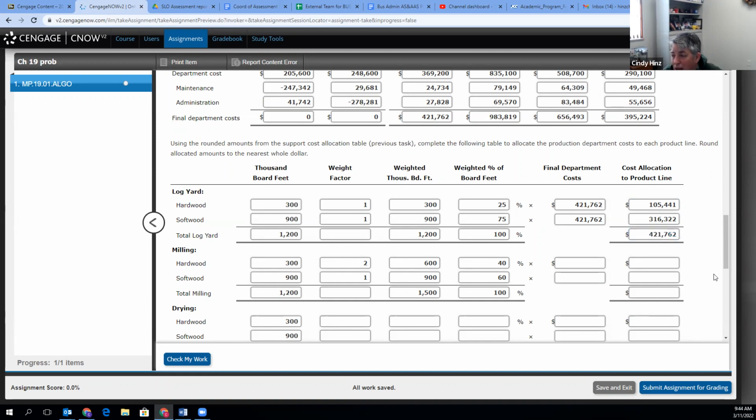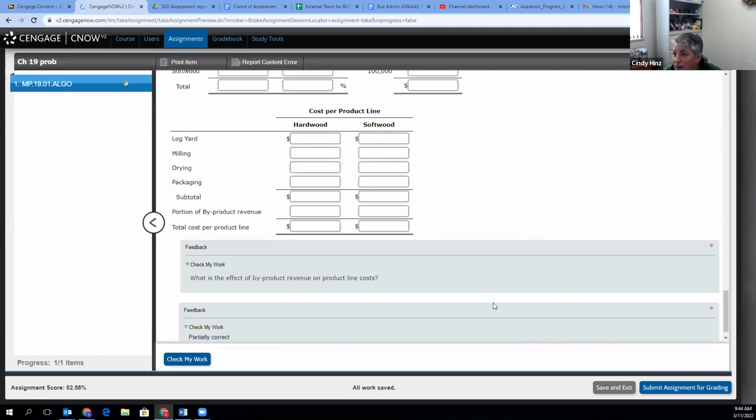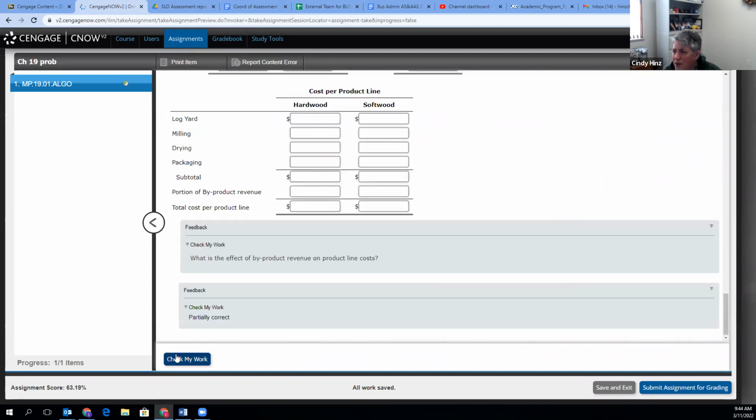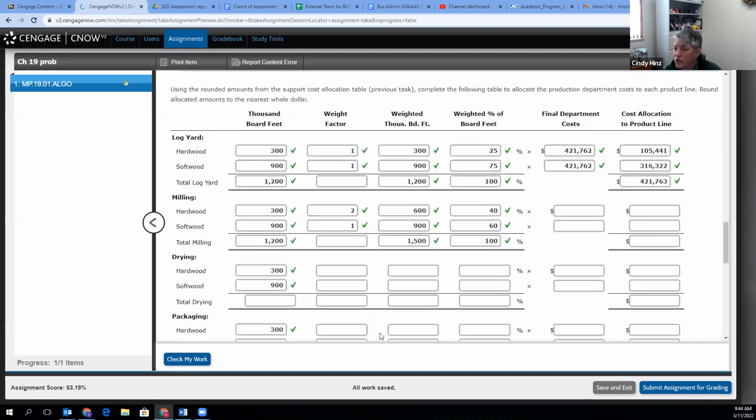I am going to hit the check my work button because it's not going to like that, I think. Yeah. So it actually, because of the rounding, is going to have us make that $1 more, which is kind of strange. These are both 50 cents. So we're rounding them both up. We're actually inflating the cost there.